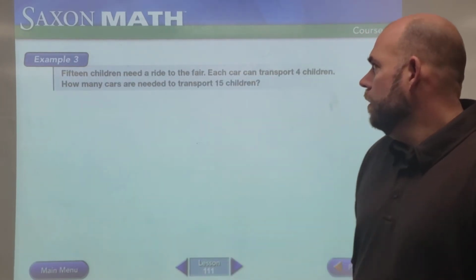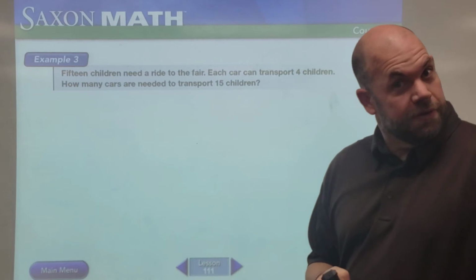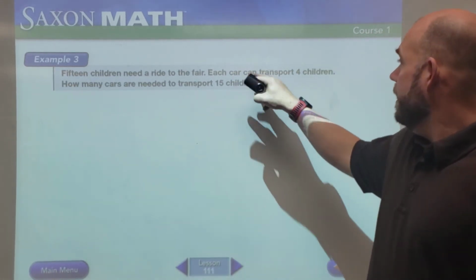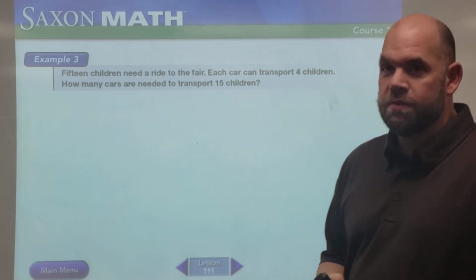Okay? Let's look at this. 15 children need a ride to the fair. Oh, good. They get to go to the fair. Very nice. Each car can transport 4 children. How many cars are needed to transport 15 children?